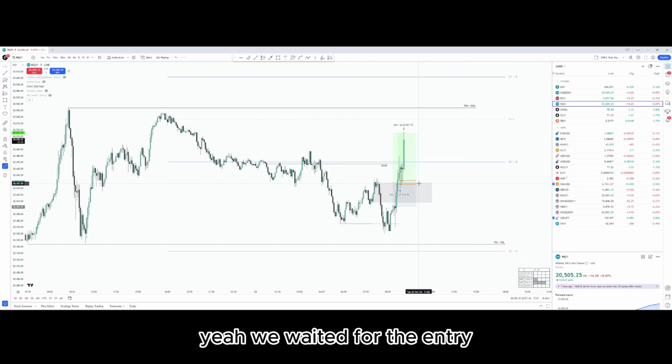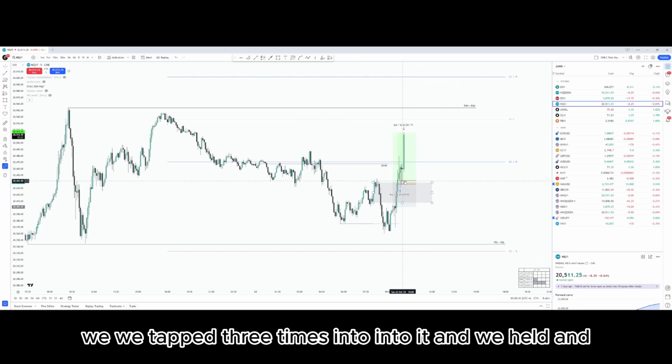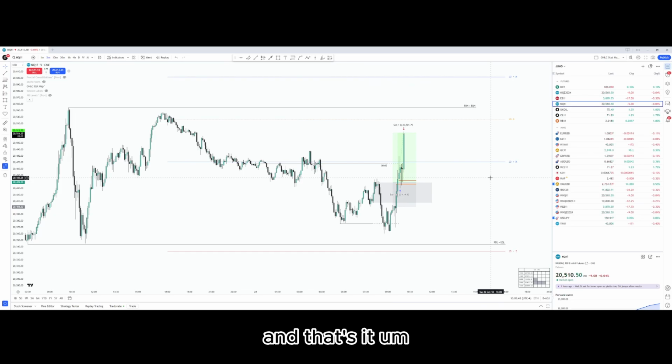Yeah, we waited for the entry. That was the breaker, fair value gap, aligned, a small one, but it held. We tapped 3 times into it and we held, and that's it.